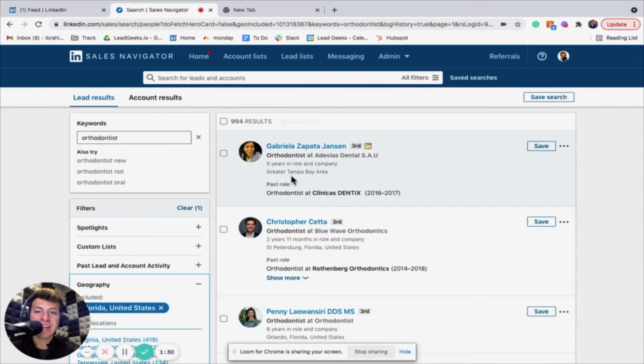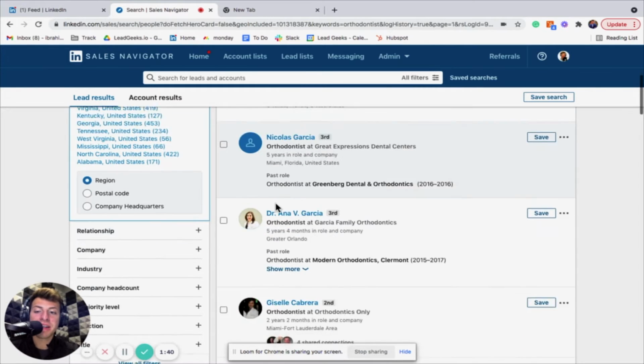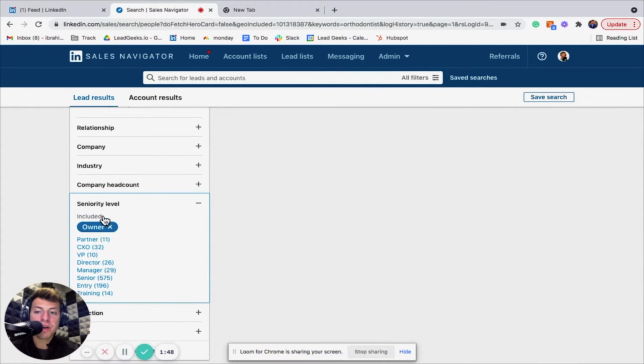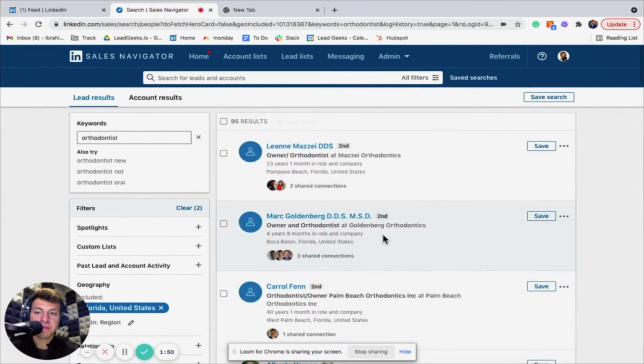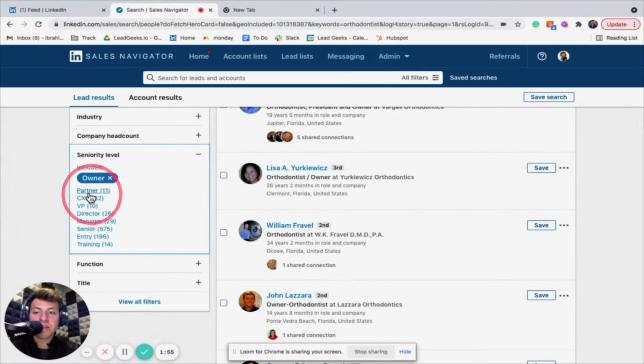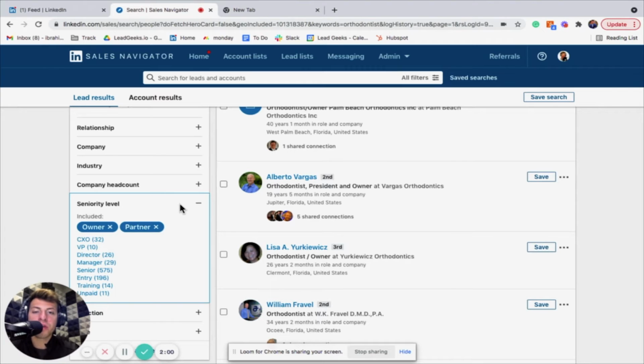Now the list broke down to 994 results, just like that. And now, if I want to target the decision maker, the owner of the practice, the person who's going to be in charge of hiring us, I can use these filters to pinpoint that individual. So seniority level, I can type in owner, and now I have 95. And now these are going to be all of the owners at the orthodontist. I can find partner. And then obviously, depending on who you're looking to target and what your services are, decision makers are going to be different. It might not always be the owner, right?